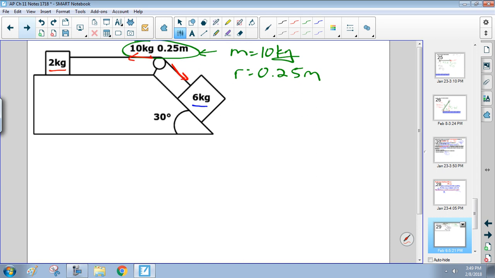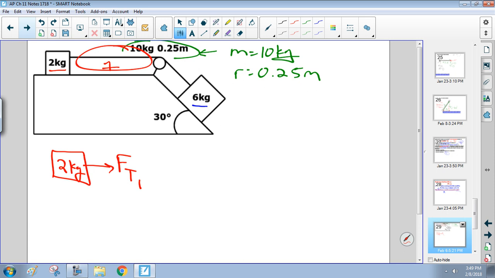Those two forces, the torques produced by those forces, would cancel out and the pulley wouldn't spin. So there are actually 3 unknowns in this problem. Here are our unknowns. For the 2 kilogram block, the force acting on the 2 kilogram box is the force of tension. I'm going to call it tension number 1. That's the tension over here on this side of the pulley.